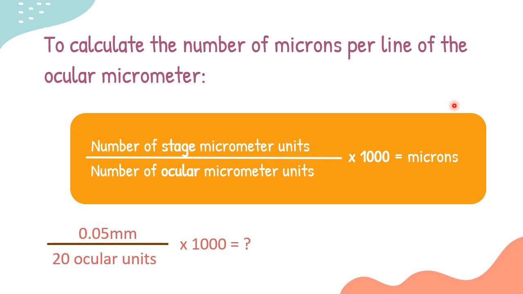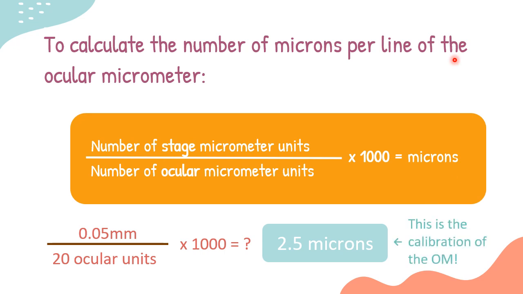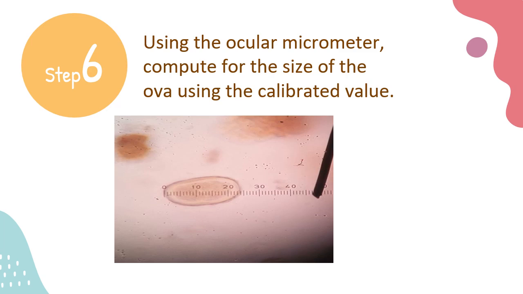Okay, after calculating, we will get the answer of 2.5 microns. So this 2.5 microns is the calibration of the ocular micrometer. This means that each line or division of the ocular micrometer is equal to 2.5 microns. So now that we know the calibration of the ocular micrometer, we will now use the calibrated ocular micrometer to measure the organism under the microscope.